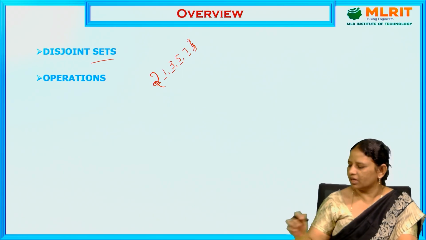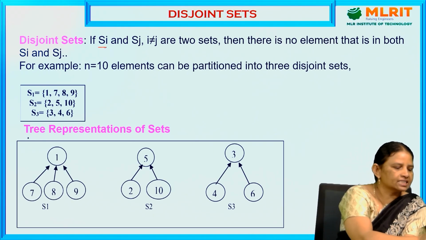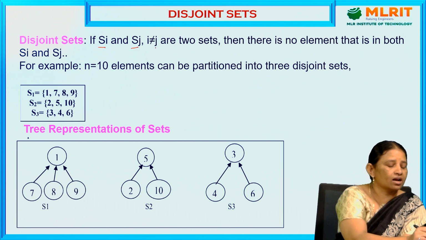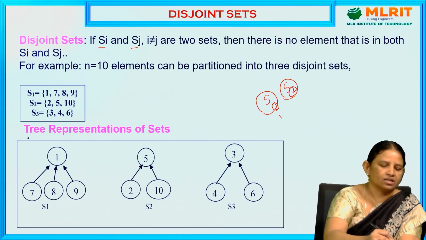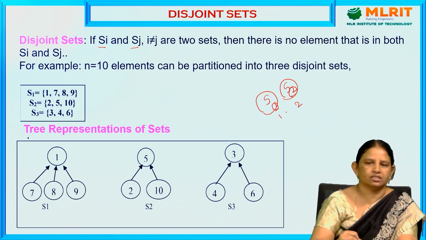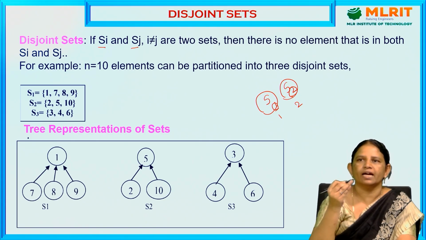Now coming to what is meant by a disjoint set. Consider the two sets Si and Sj, i not equal to j. That means these two are different sets. S1 is the first set, S2 is the second set. i is nothing but 1, j is nothing but 2. That means there are two different sets. If the two sets do not contain a common element, then the two sets are said to be disjoint sets.